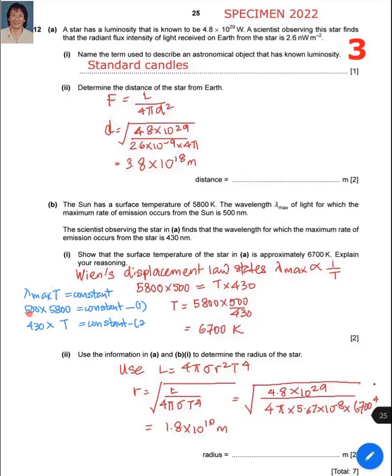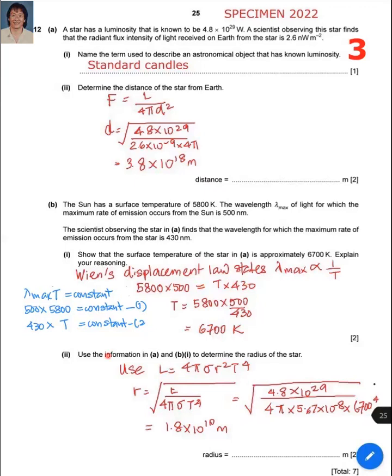So you can write one equation for the sun. 500 is the lambda max, and this is the surface temperature of the sun. It equals a constant, equation 1. Then we do this for the star. Then we equate equation 1 and equation 2. This is how you get this expression. Then from there we get T equals 6,700 Kelvin.